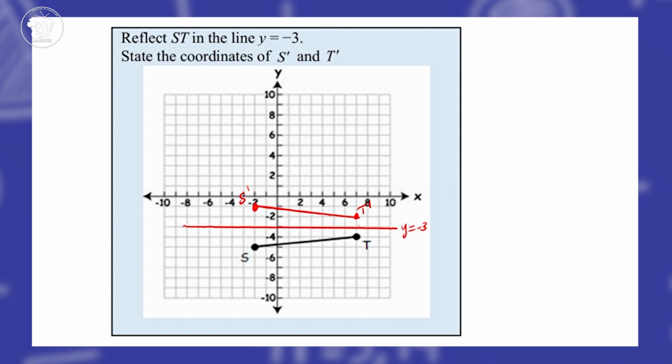And they want us to state the coordinates. So the coordinates of T prime, so we see this here would be positive 7. And we go down 2 times. So it's positive 7, negative 2. And then for S prime, we see the coordinates would be, we go negative 2 times, and then we go down 1 time. So this is negative 2, negative 1. And that would be the coordinates for S prime, T prime.